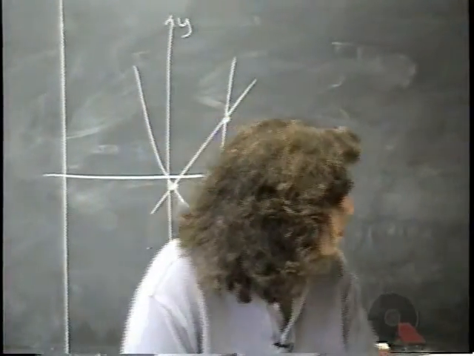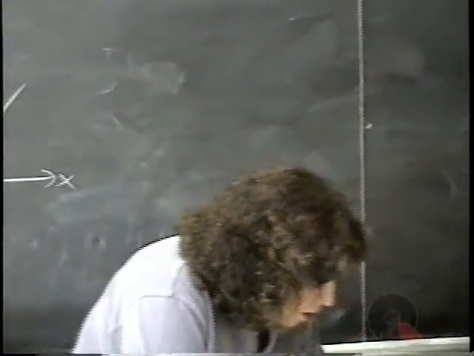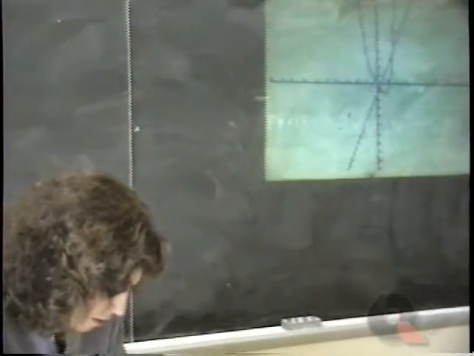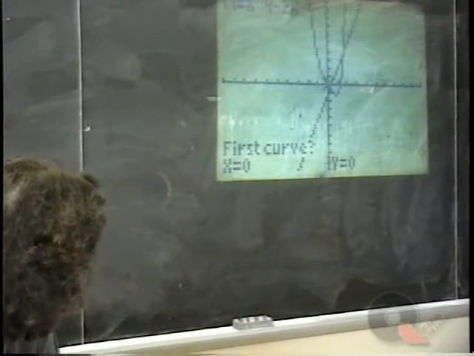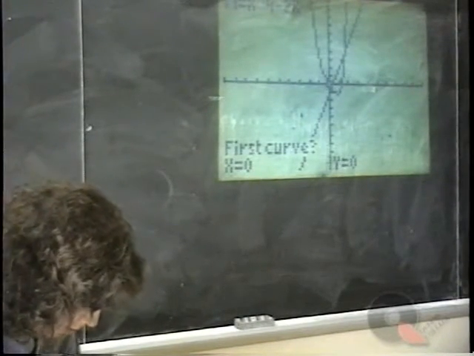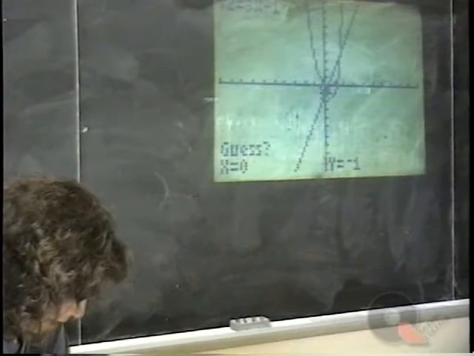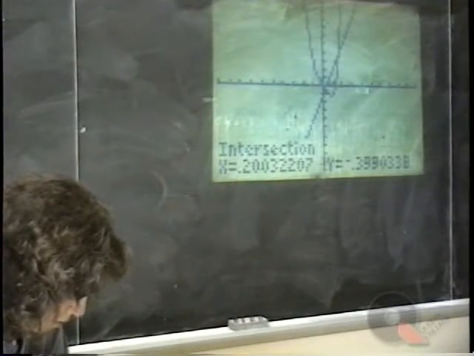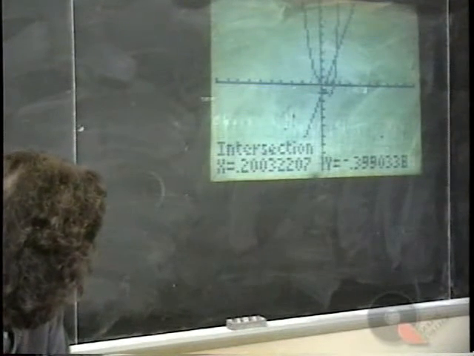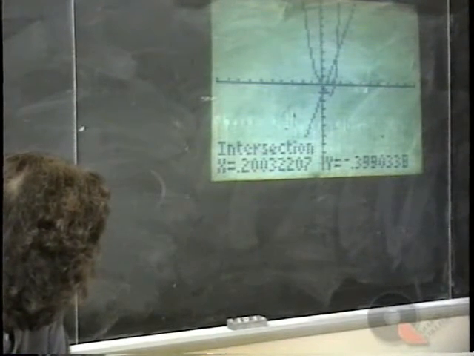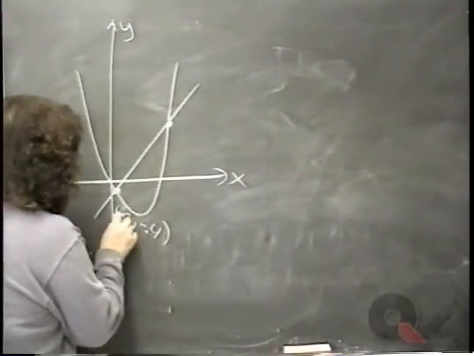Okay, so I need those points of intersection. Let's see. I'm going to hit second, calc, 5. The cursor is in that vicinity right now. So I'm going to hit enter 3 times to get the point which is, to the nearest tenth, 0.2 comma minus 0.4. That is this point, 0.2 comma minus 0.4.